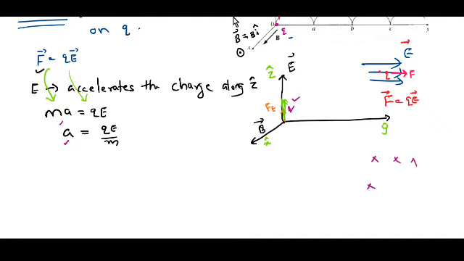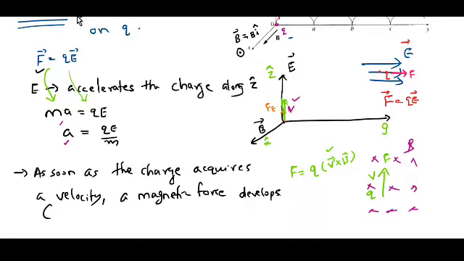If a charge is moving in a magnetic field B with a velocity v, then the force experienced by the charged particle is given by the Lorentz force, F is equal to Q into V cross B. Okay. That is, as soon as the charge gets a velocity, a magnetic force develops. That is, the charged particle starts to experience a magnetic force F.